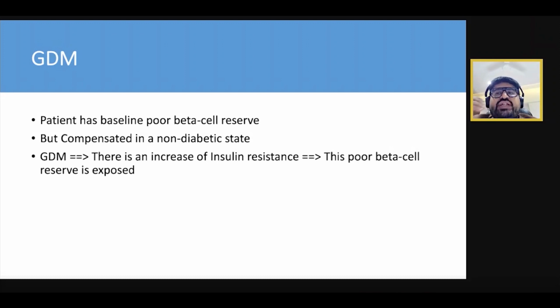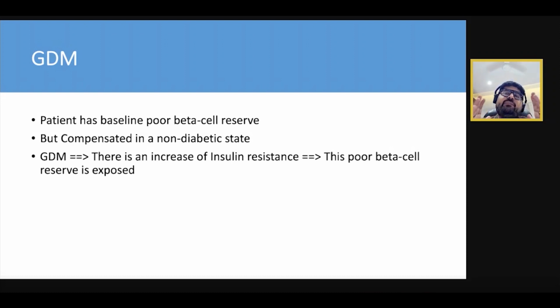So let's talk about gestational diabetes, right? Gestational diabetes is a condition where the patient was euglycemic, having normal sugars before pregnancy, but during pregnancy, somewhere in the middle, at about 24 to 28 weeks, the patient develops diabetes. Now, why does that happen? This is classical to what we discussed in that early and late diabetes.